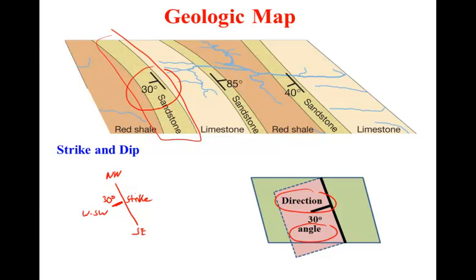In other words, the sandstone in this area makes a 30-degree angle. Dip is measured down from the horizontal. It makes a 30-degree angle with Earth's surface, and it's dipping towards the west-southwest.